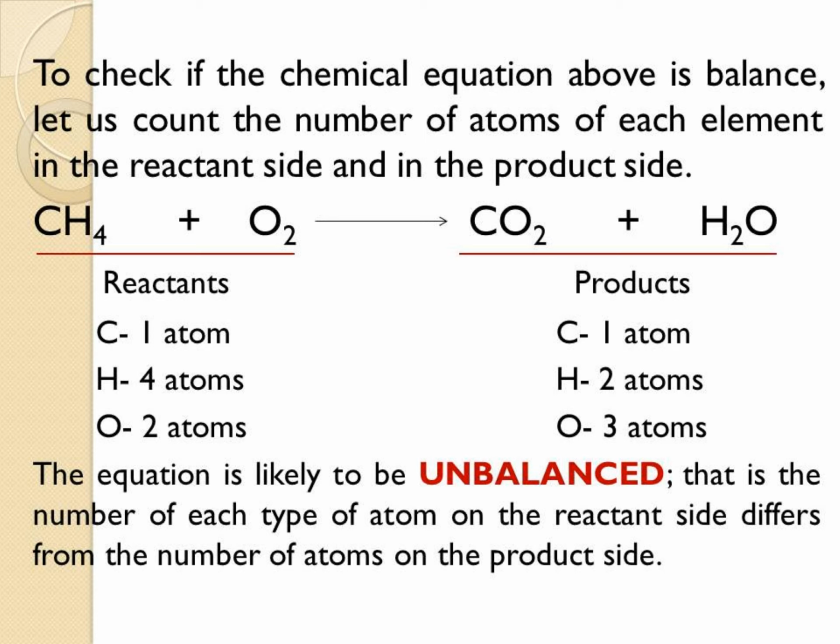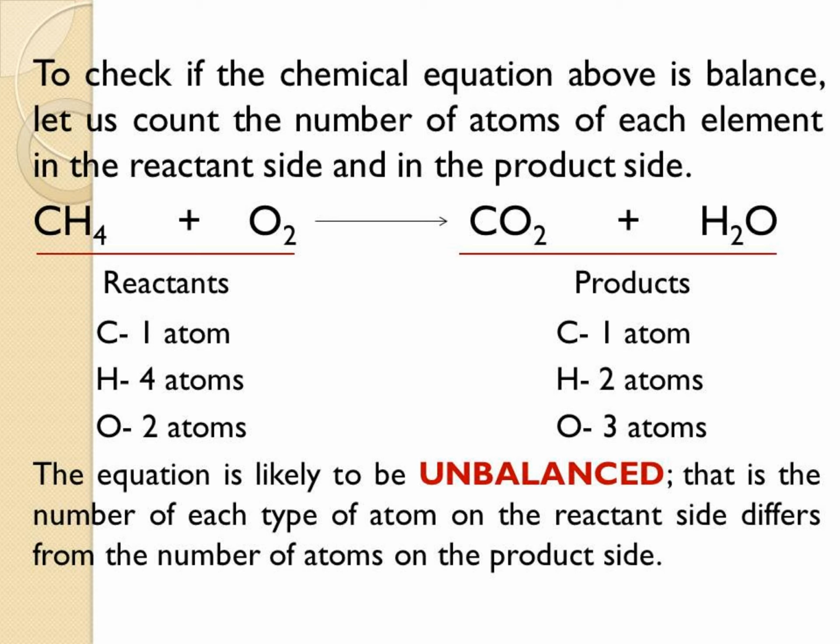This indicates that carbon has only one atom. Hydrogen has a subscript of 4, so it has 4 atoms. And oxygen has a subscript of 2. The number written on the lower side of the element is 2. That's the subscript, so our oxygen has 2 atoms. On the product side, we have carbon, 1 atom, hydrogen, 2 atoms, oxygen, 3 atoms.